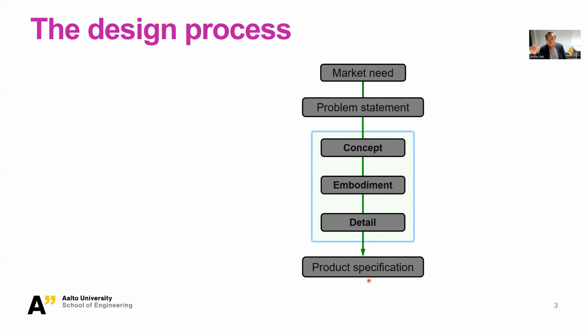What is more relevant for our course are these 3 steps in between: the concept, embodiment, and detail. After these 3 steps are finished, you have the product specification. Basically, this is something you can send to a manufacturer to produce. So what is all this about? I will try to explain it one by one.